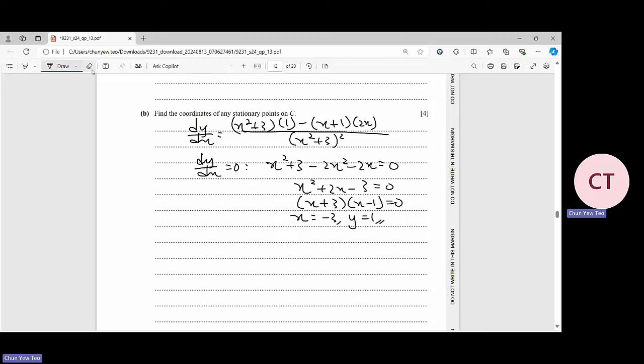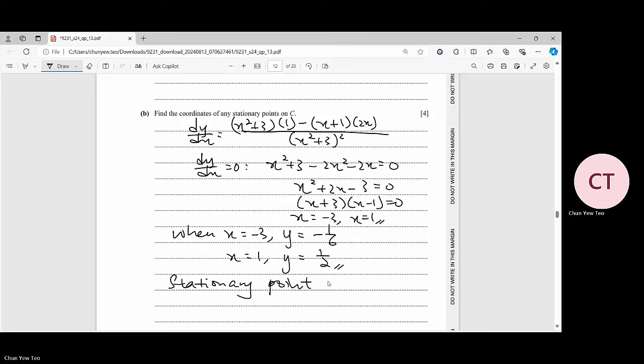Since we are looking for points, we need to find the y. When x is negative 3, what is y? When x is 1, what is y? By using the calculator, you can find that y is negative 1 over 6. Same thing goes for x equal to 1, your y will be a half. So therefore, your stationary points are negative 3, negative 1 over 6, and 1, 1 half. So this is the answer for part B.